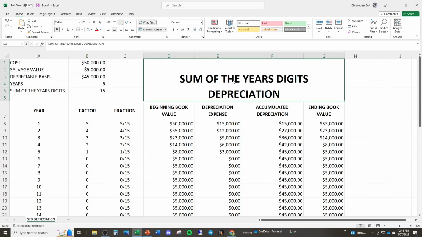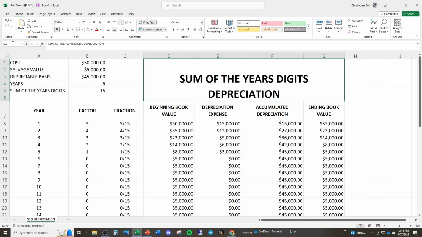Well, using the sum of the years digits depreciation method, we are actually using an accelerated method of depreciation where we take more depreciation expense up front, and we take less depreciation expense on the back end. So you're going to see the numbers will change every single year. You will take more depreciation up front.